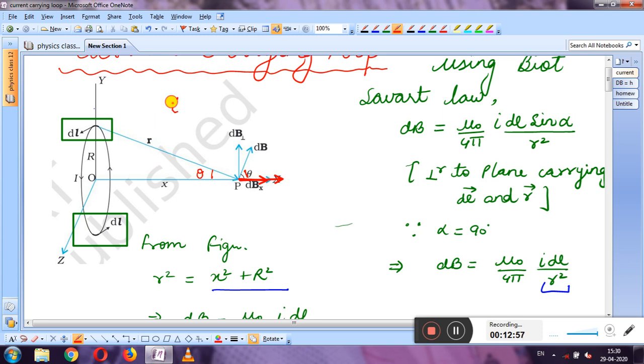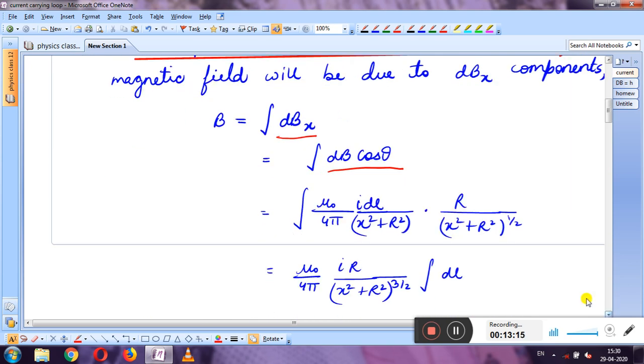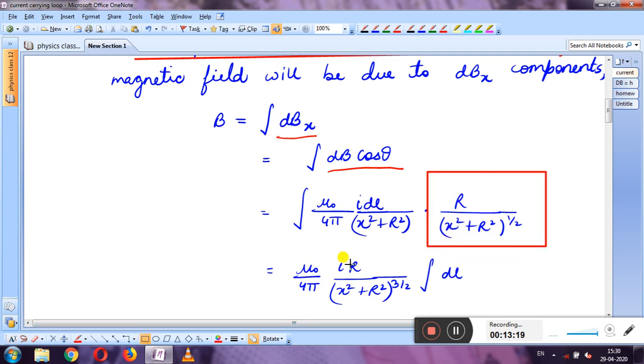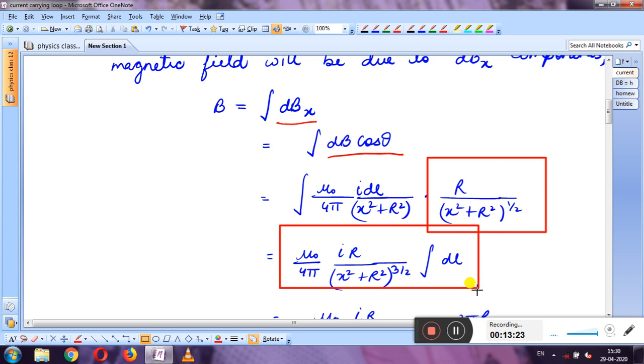Since cos theta is perpendicular upon hypotenuse, the perpendicular you can see is r and the hypotenuse will be under root x square plus r square. Using this you can find out the value of cos theta. Okay, here is the value of cos theta. You can see after solving all of these things you will get this expression, right children?